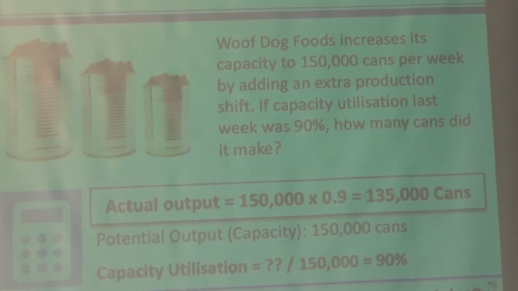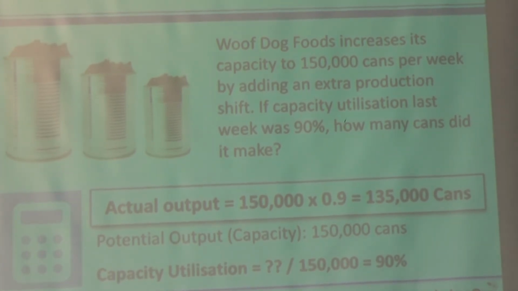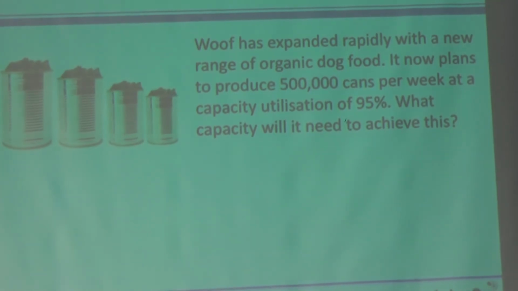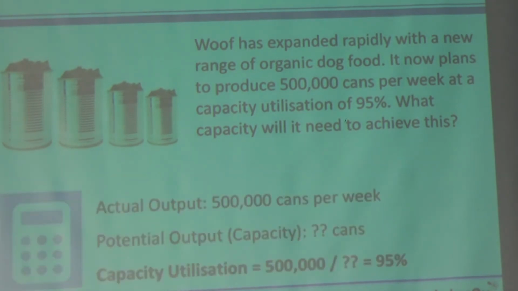based on a capacity of 150,000 cans. One final example, just to show you the different ways in which capacity utilisation can be asked. A bit more information. Wolf has expanded rapidly with a new range of organic dog food. It now plans to produce 500,000 cans per week, and it's planning a capacity utilisation of 95%. So it wants the actual output to be 500,000 cans per week at a utilisation of 95%. What capacity would it need to achieve this? Have a go at working out the answer. And if you had a go, let's have a look at the answer.